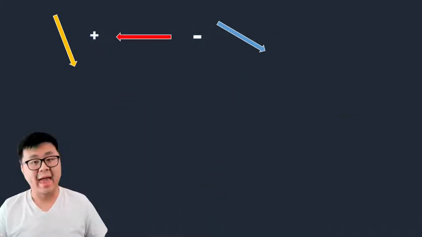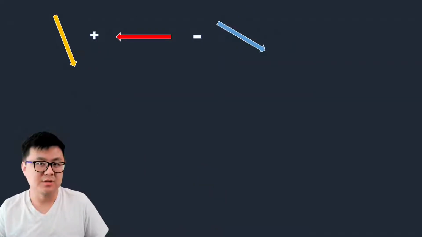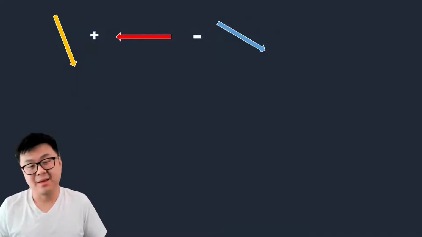And of course, we can add and subtract multiple vectors, not just 2. As you can see here, we have 3 vectors. Now give it a try, pause the screen, and come back when you're ready.